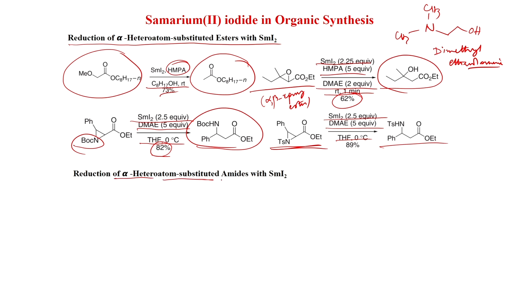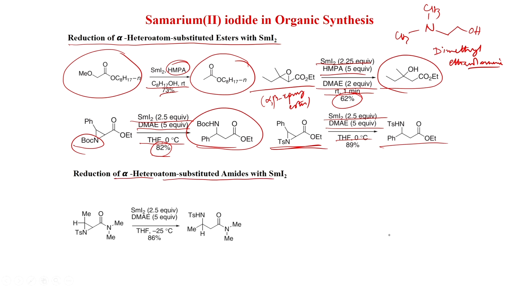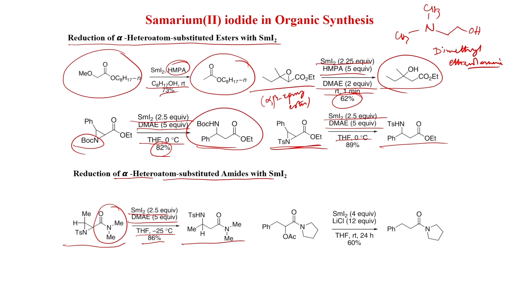Now, we will see reduction of alpha hetero atom substituted amides with samarium iodide. Here also the tosyl aziridine with an amide motif can be opened with samarium iodide 2.5 equivalent, DME 5 equivalent, THF at minus 25 degree centigrade, you get 86% yield of this beta amino tosyl amide.